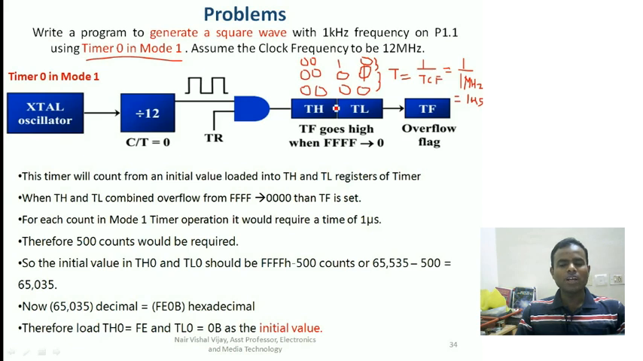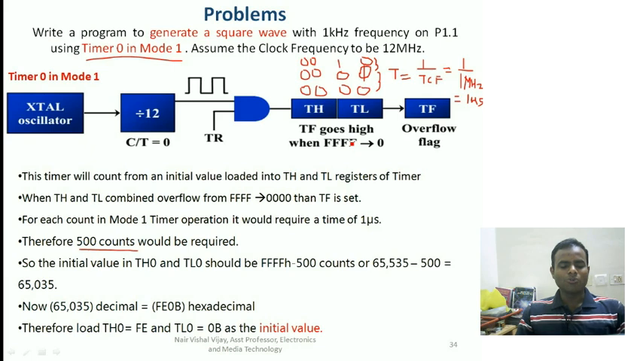So if you require 1 microsecond of time for each count, how many counts do you require to generate 500 microsecond? The answer is very simple. 500 counts will be required to generate a 500 microsecond delay. So what should be your initial value in TH and TL so that you will count 500 times? Now, is it possible to count 500 times? Yes. In timer 0, in mode 1 operation, you can count up to 65,535 times. But you don't need such a big value, we just need to count 500 times.